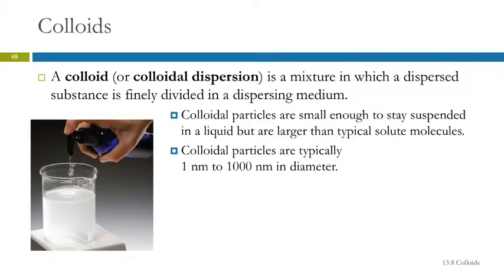Colloids are kind of like solutions, but they are different. In a colloid or a colloidal dispersion, the solute, what you would think of as a solute, is finely divided and dispersed. Those particles are small enough that they will stay suspended in the liquid, but they are larger than typical solute molecules. So they're typically like 1 nanometer to 1,000 nanometers in diameter. And that gives these mixtures some different properties.